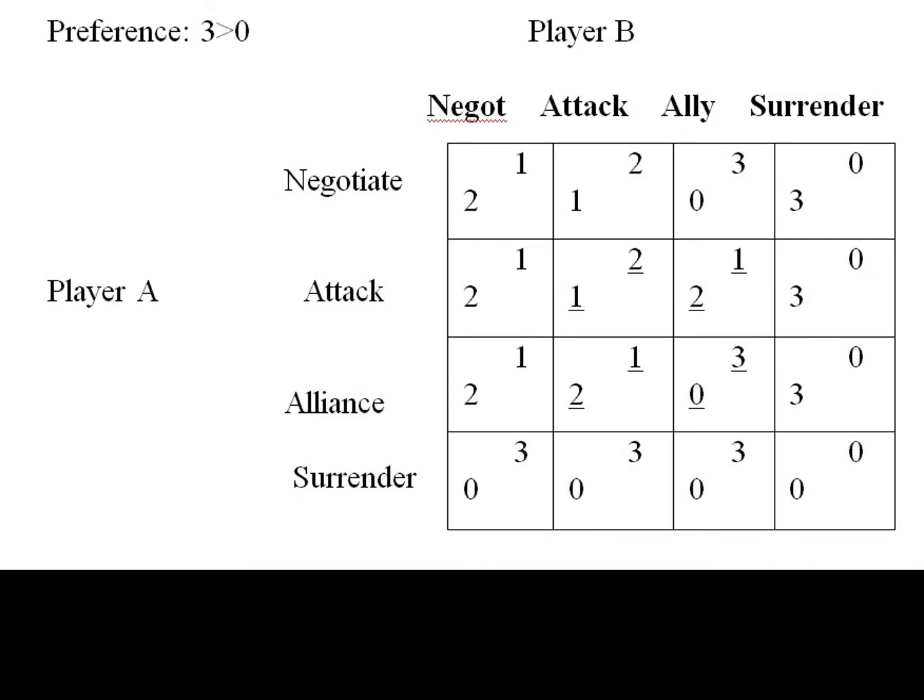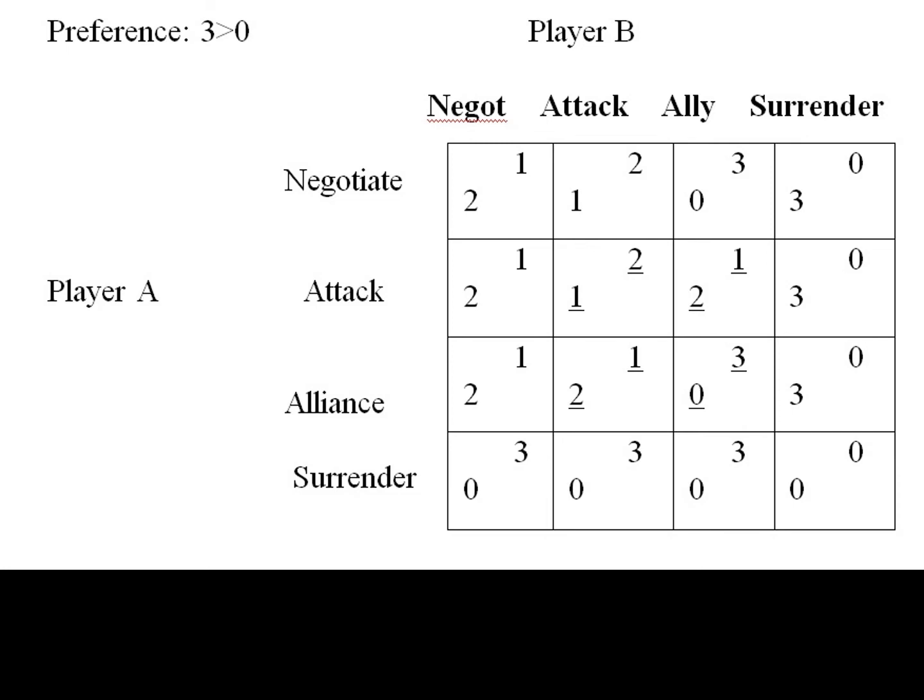So here we have a strategic form game of two players or two states in a confrontation. Each player has four strategies or choices. Player B's got negotiate, attack, ally, and surrender, and player A has also the same choices, negotiate, attack, ally, and surrender, and there are the respective payoffs. Both players have the same preference for the higher value over the lower value. So the first step we would apply here is try to eliminate dominated strategies. So let's go ahead and do that.